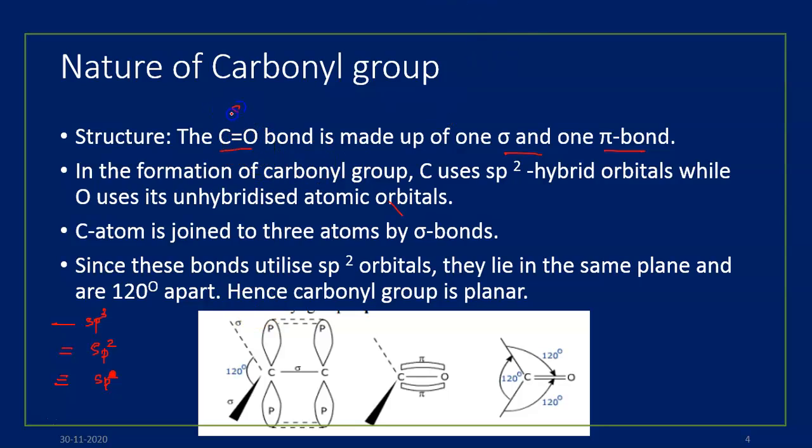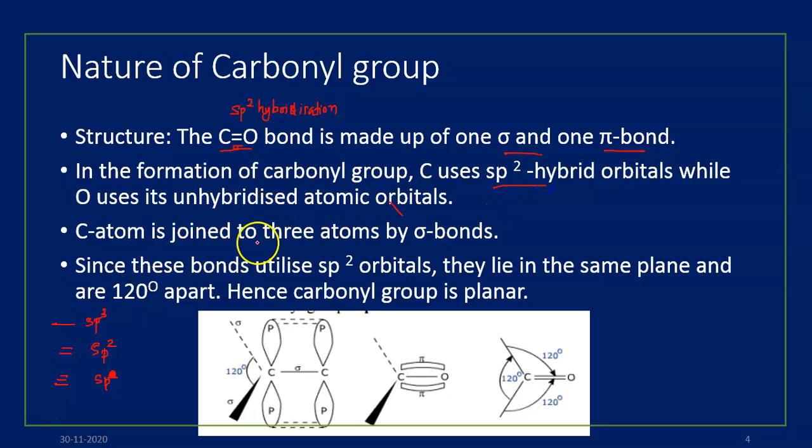So this is, of course, sp2 hybridized. The hybridization here is sp2. Here one of these bonds is a sigma bond, that is the bond formed by head-on collision. And one is a pi bond, that is by parallel overlapping. So the structure is made up of one sigma and one pi bond, and of course it is sp2 hybridization.